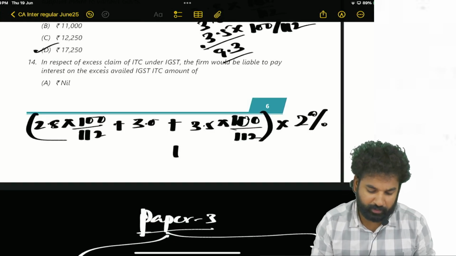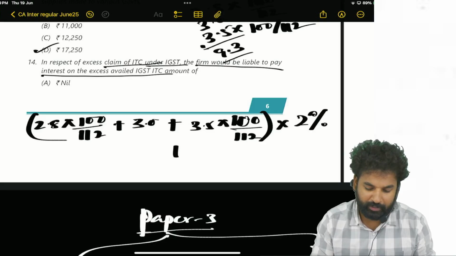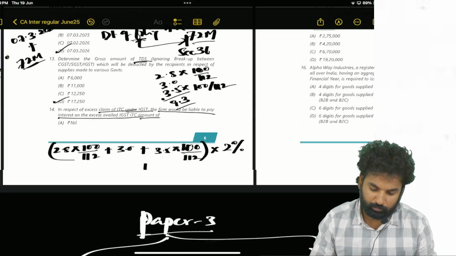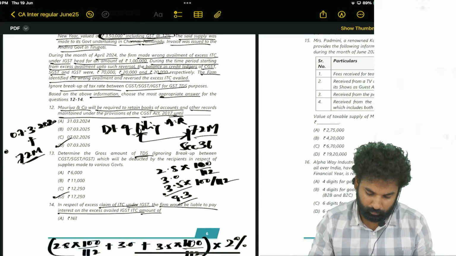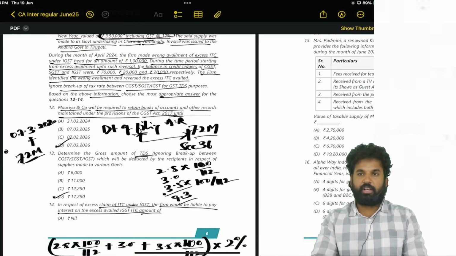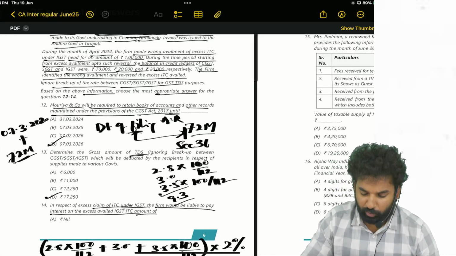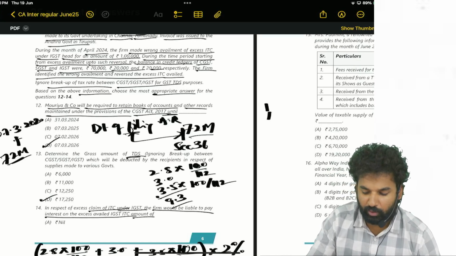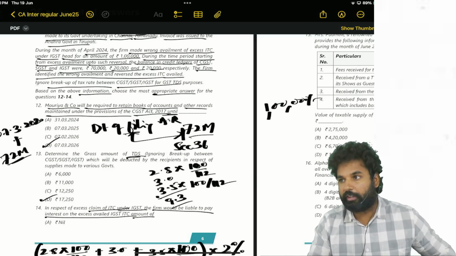Right. In respect of excess claim of ITC under IGST, the firm would be liable to pay interest on the excess availed IGST ITC amount of... See, they have to pay how much? They have wrongly availed how much? 1 lakh they have wrongly availed, correct?